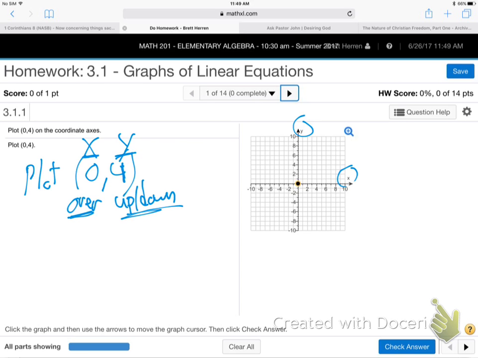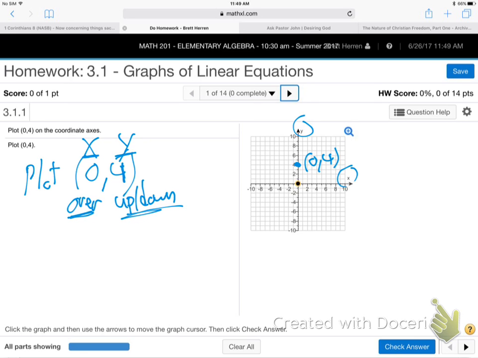So starting from the middle, you always start from the middle. Let's do what it's saying. Starting from the middle, go over 0. Okay, I went over 0, and then up 4. So I end up right there. That's over 0, up 4. Two numbers make one dot, one location on the graph, don't they? Over 0, up 4. Does that make sense? Questions on that? That's all they want.